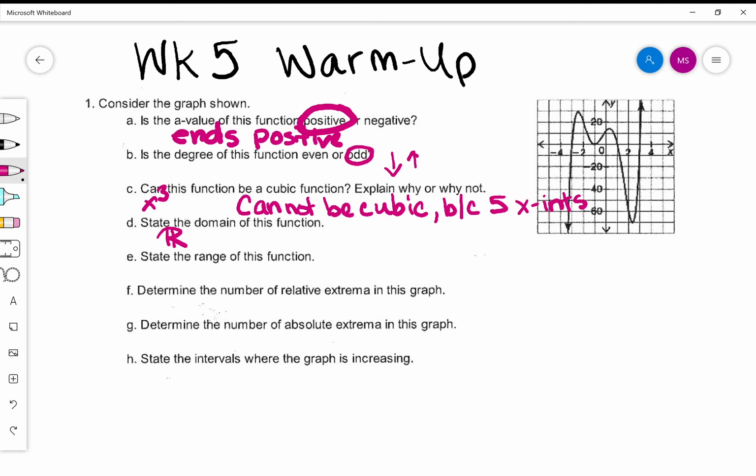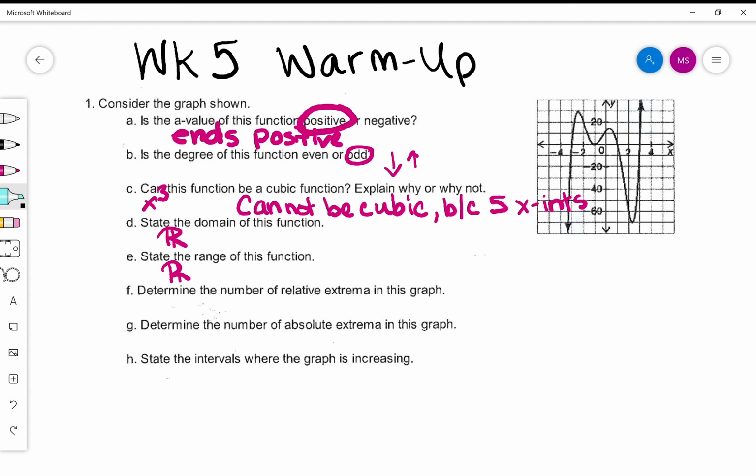Letter E, state the range of this function. The answer is all real numbers. Okay, so again, our y values continue to go to negative infinity, so we don't know what the lowest y value is going to be, and your y values on the right-hand side continue to go to positive infinity. We don't know what the highest y value is going to be, so your range is all real numbers.